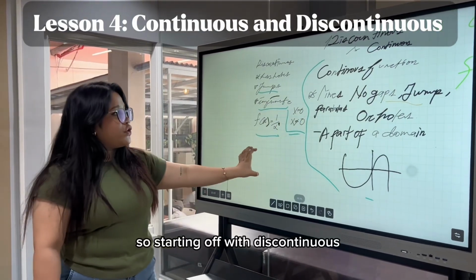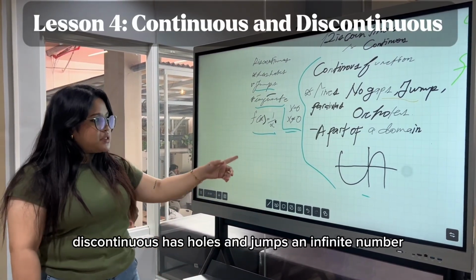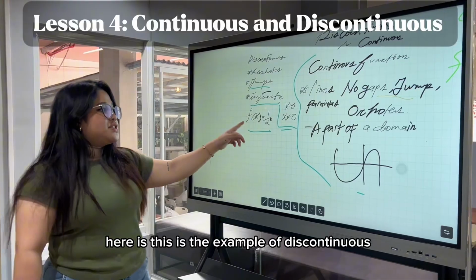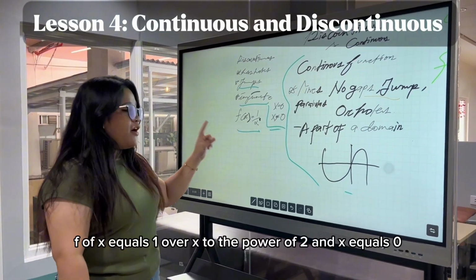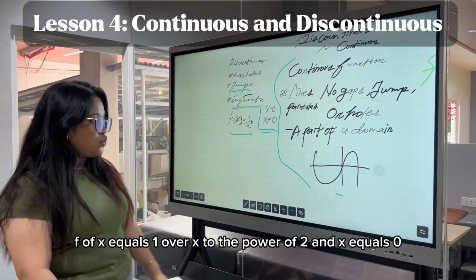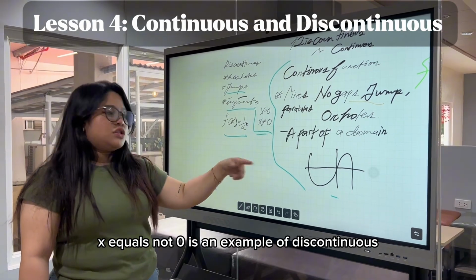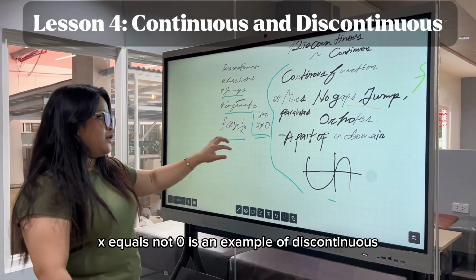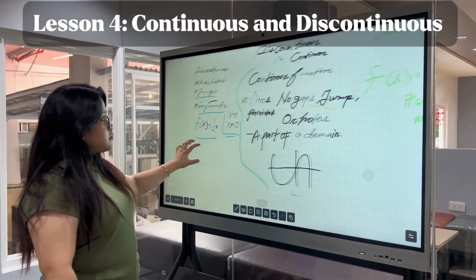We're going to be talking about lesson 4 about discontinuous and continuous. So starting off with discontinuous. Discontinuous has holes and jumps, an infinite number. This is an example of discontinuous: f of x equals 1 over x to the power of 2, where x is not equal to 0. It is an example of discontinuous because 0 is not a real number.